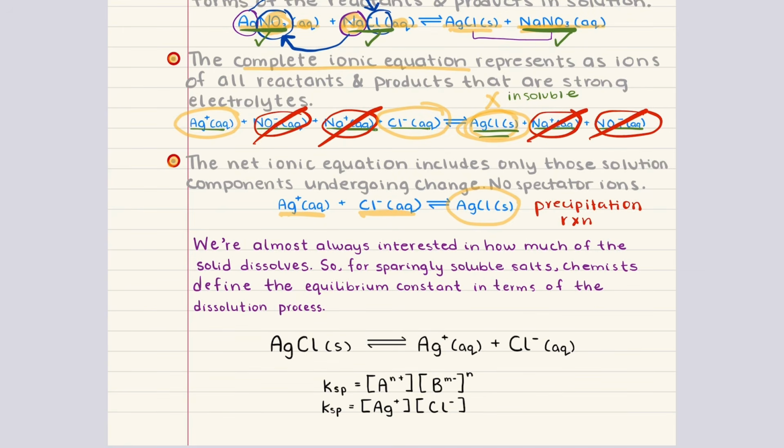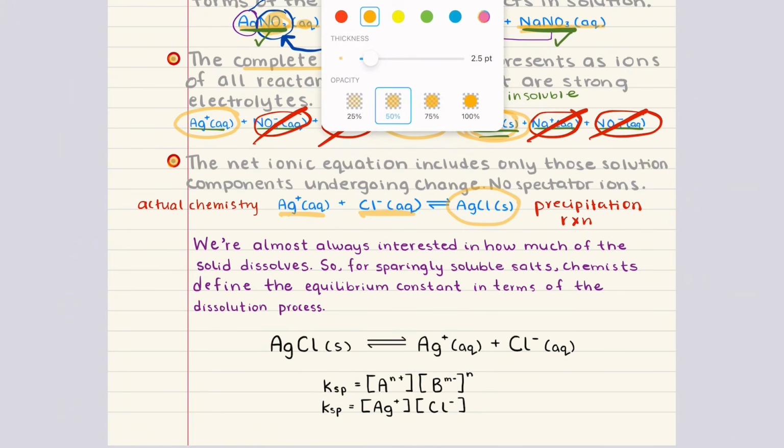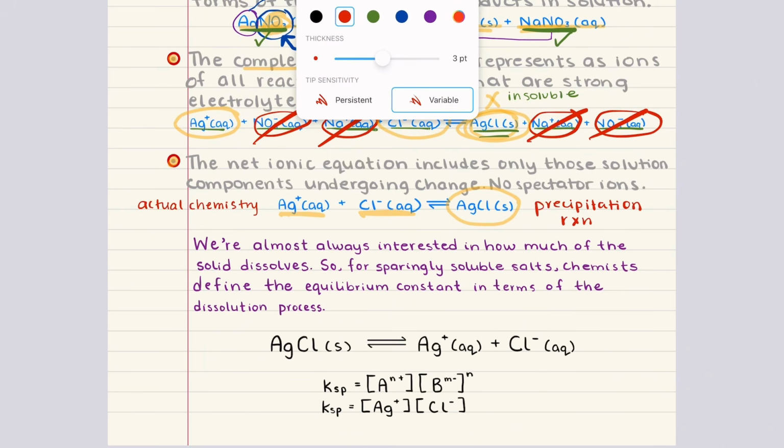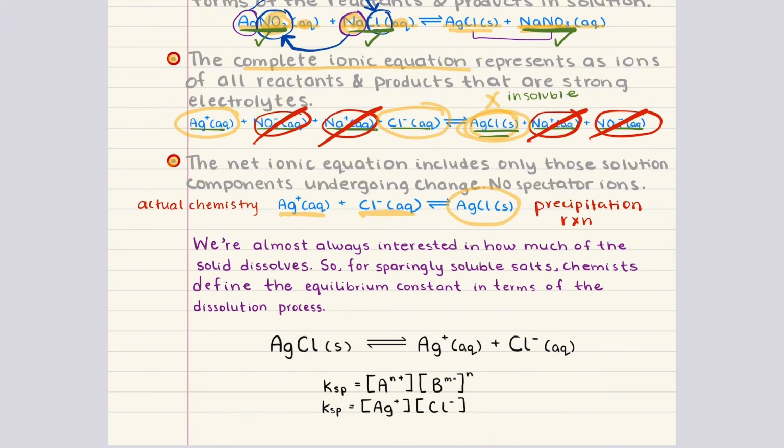Net ionic equations are useful for several reasons. First, they isolate the actual chemistry that's happening by removing non-reacting species. Second, they help us see the driving force of the reaction. In this case, that's the formation of an insoluble solid. And third, they allow us to recognize patterns across many different reactions. Once you learn to write net ionic equations, you're going to start to see that many aqueous reactions follow the same structure even when the compounds involved are different.